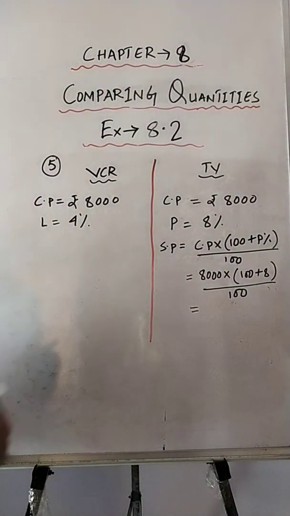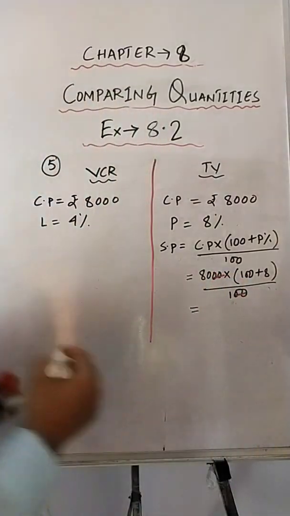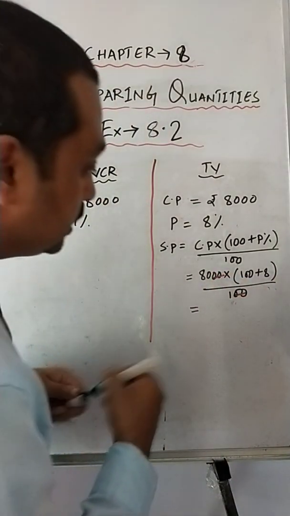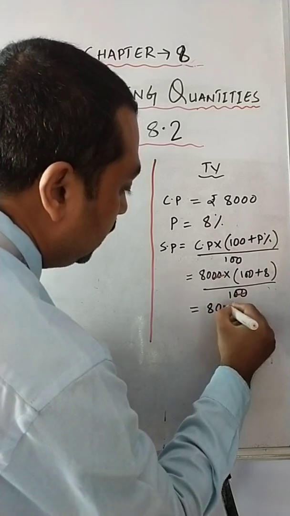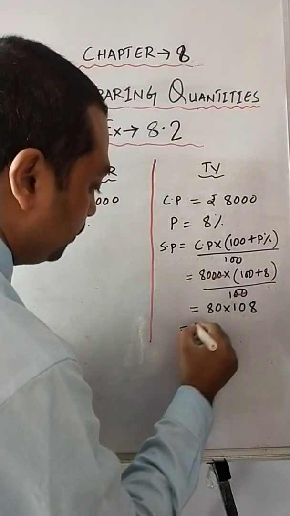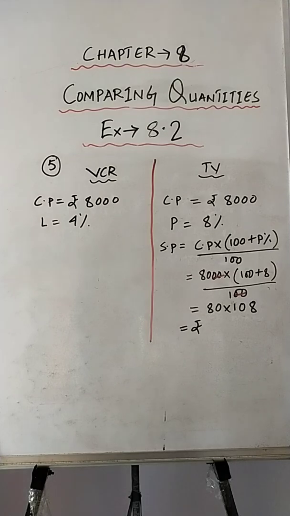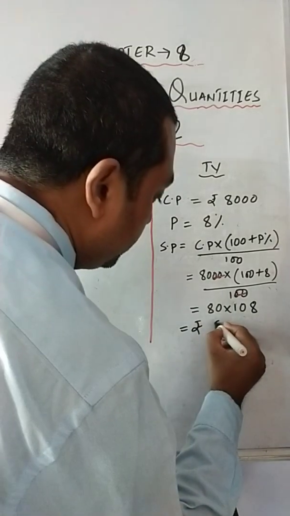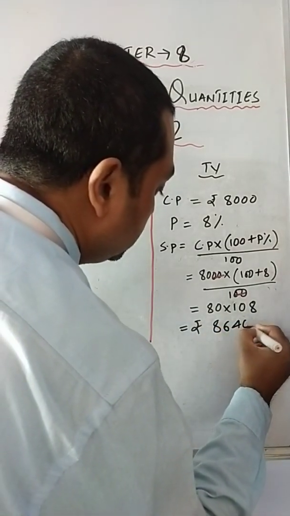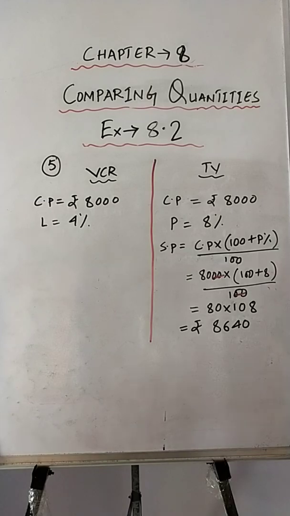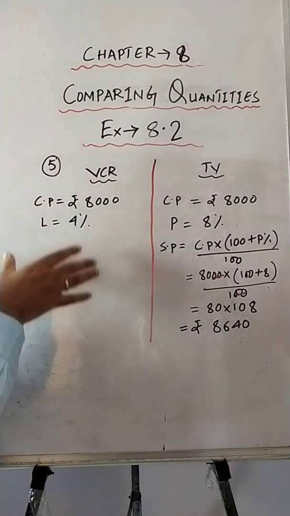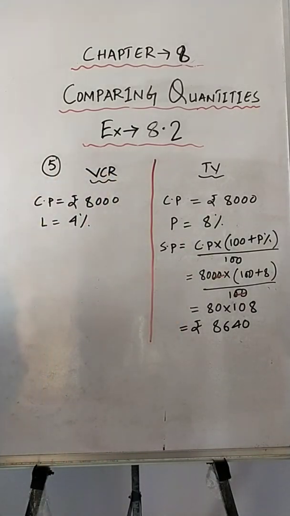Now we'll reduce it. So these two zeros will be reduced. And what will be the answer of this? 80 into 108. That means 80 into 108 will give us what? Just a minute. 8640. 8640. Okay.